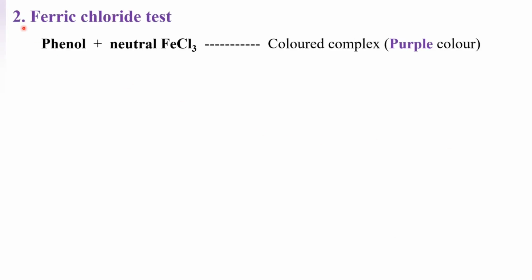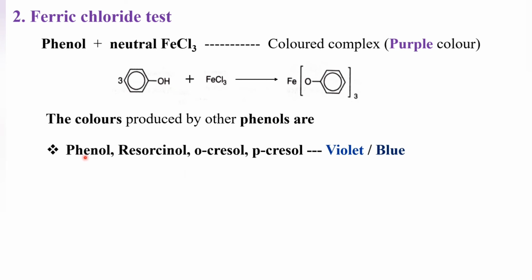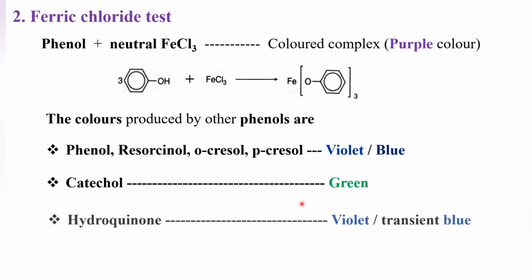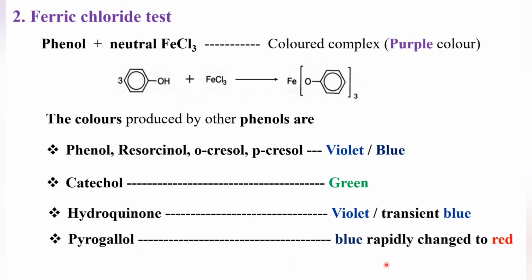Now we'll see the second test, the ferric chloride test. Phenol is treated with neutral ferric chloride, and we are getting a purple colored complex. Here we have taken 3 molecules of phenol, treated with ferric chloride, and we are getting a purple colored complex. Other phenols also give colors in this test. If it is phenol, resorcinol, orthocresol or paracresol, we get violet or blue color. If it is catechol, we get green color. If it is hydroquinone, we get violet or transient blue. If it is pyrogallol, we get blue, which then converts to red.